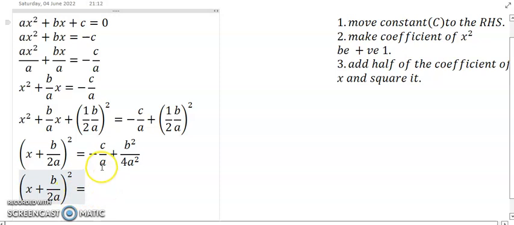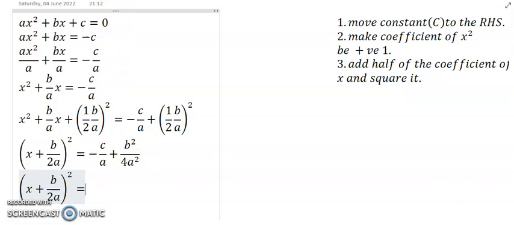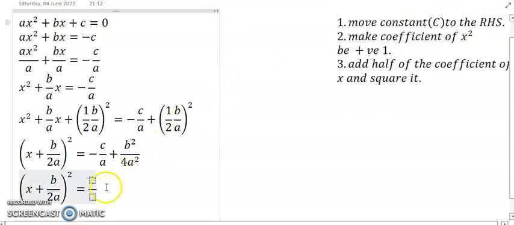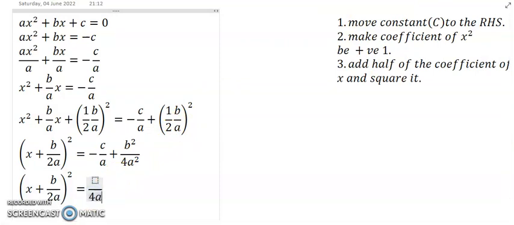okay guys, here as you can see, we have to take the lowest common denominator between these two, a and 4a squared. The lowest common denominator between these two guys is 4a squared. Okay guys, if we take that as our lowest common denominator, we will have 4a to the power 2.